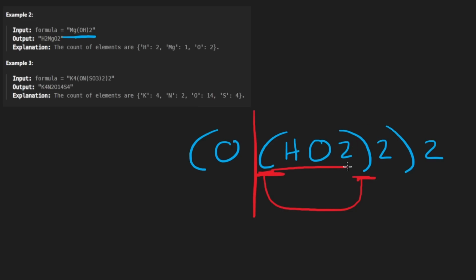We can scan left to right. We see we have an H, a single instance of it. We see we have 2 instances of O. Then we get the closing parenthesis. Okay, great. You might think you're done with everything in here, but not quite.